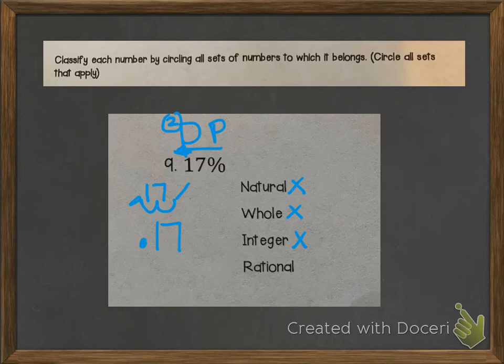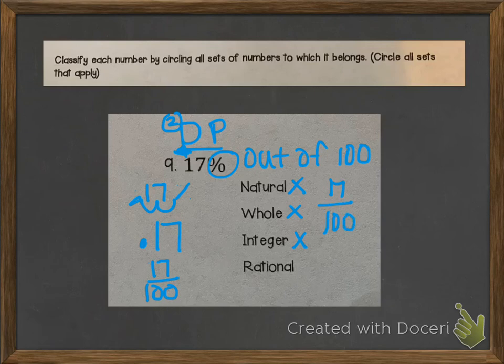Can it be written as a fraction? Remember, we write it like we read it. This is 17 hundredths, which is 17 over 100. Also, a percent is out of 100. So 17 out of 100 is how we would write that. So it is a rational number.